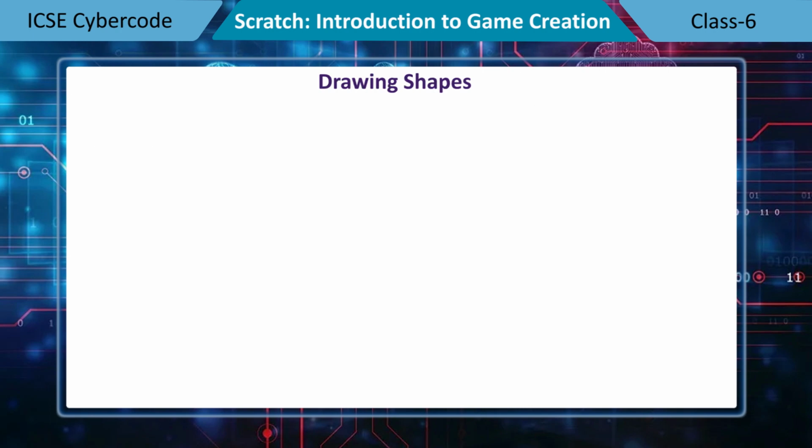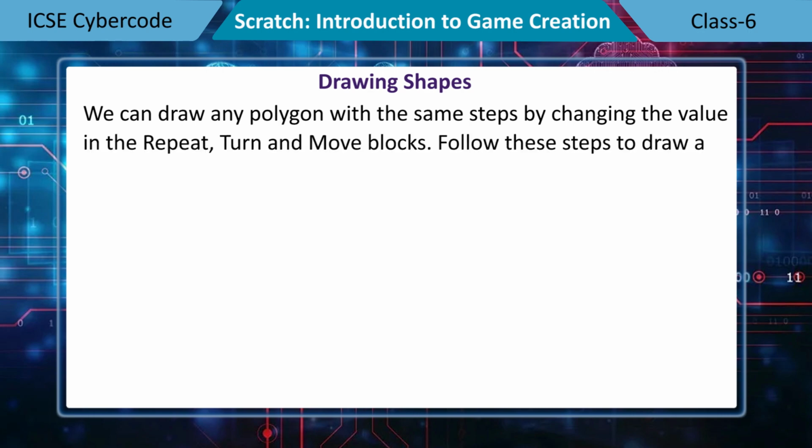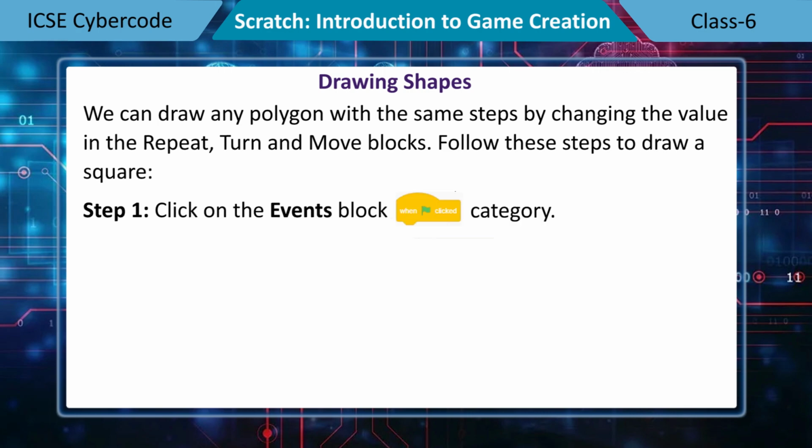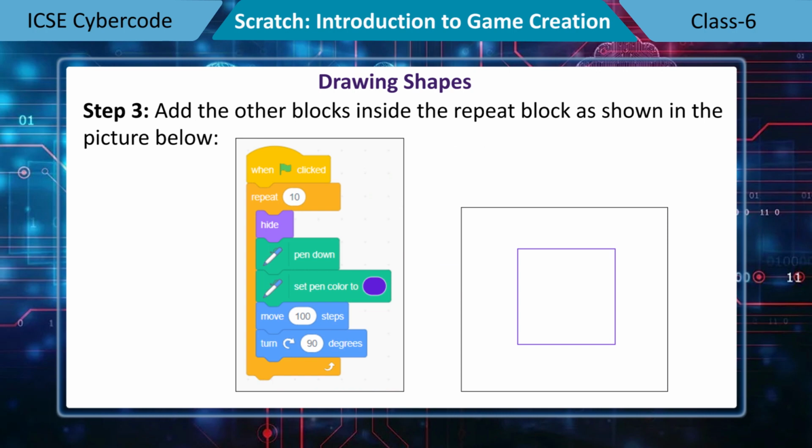Drawing shapes. We can draw any polygon with the same steps by changing the value in the repeat, turn and move blocks. Follow these steps to draw a square. Step 1. Click on the Events block when clicked category. Step 2. Select and drag the Repeat 10 block to the script area. Add it after the Event block. Step 3. Add the other blocks inside the Repeat block as shown in the picture below.